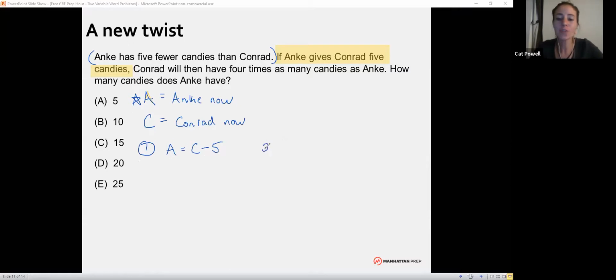Now I'm just going to think about the exchange. I'm not going to deal with the whole sentence. I'm just going to think about this exchange. So if Anka starts with A and she gives Conrad 5, how many candies does Anka have in terms of A after the exchange? Cool. Yeah, Anka is going to have A minus 5. And how many candies is Conrad going to have?